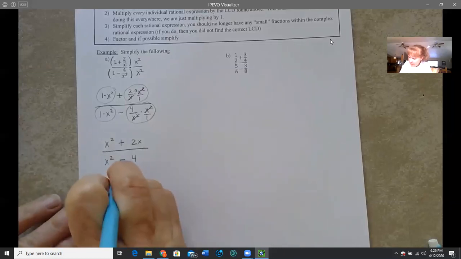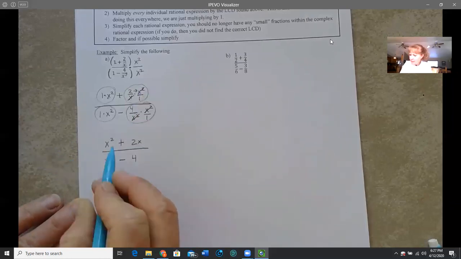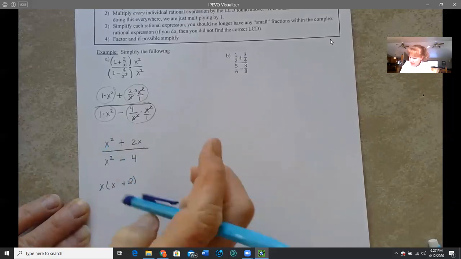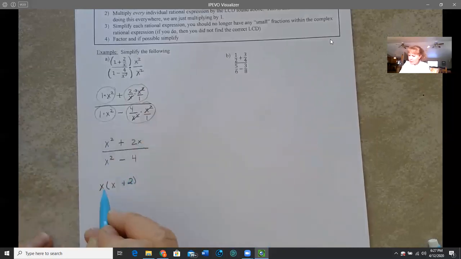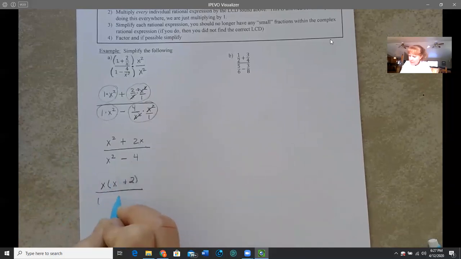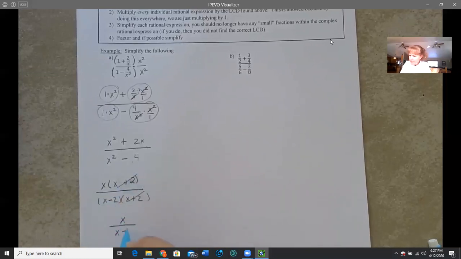Oops, so if you take out an x, you don't have x squared anymore, you just have an x. X times x gives you x squared plus 2, that looks like a minus there, we don't want that. 2 times x gives you 2x. So I'm just factoring the numerator, and factoring the denominator, a difference of two squares, x minus 2 times x plus 2. And in this case, we can reduce. X over x minus 2.